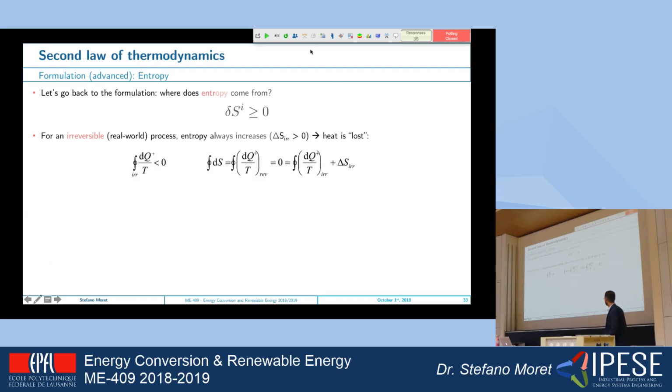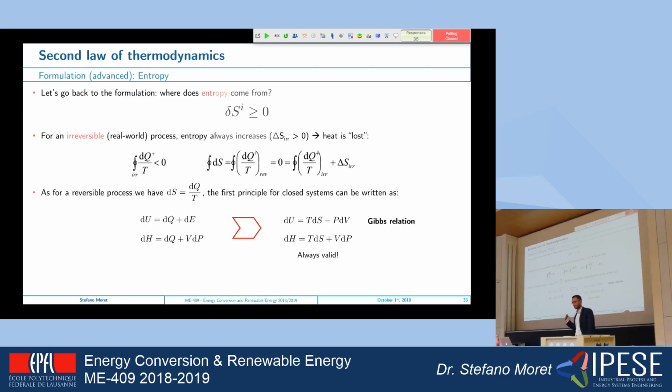It tells us that for a reversible cycle, we don't have losses of heat, so the amount of heat that we exchange over the system in a reversible cycle is equal to 0. If the cycle is irreversible, we have an entropy increase which is greater than 0. So we lose heat by friction, by leakages and so on. So this is where the entropy comes from.